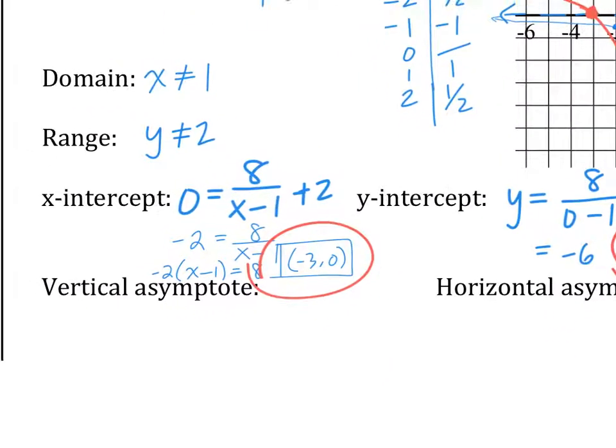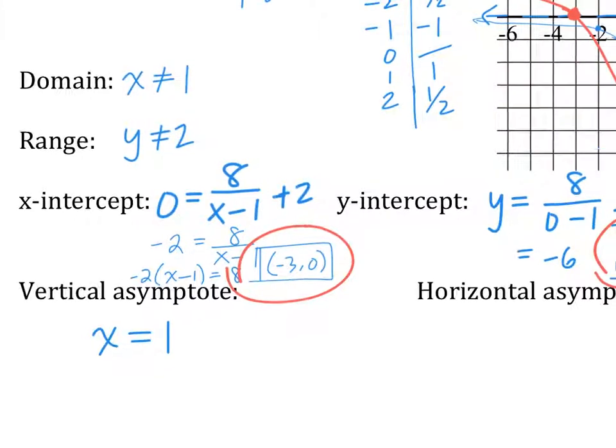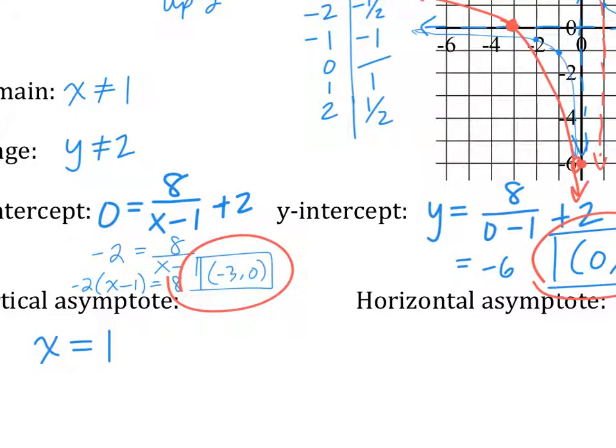Okay, so now let's write the asymptote. Vertical asymptote is the vertical line. The vertical line is at x equals 1. So basically your domain was not equal to 1, but then your asymptote is at 1. So where is the horizontal asymptote? Y equals what? 2. Y equals 2.